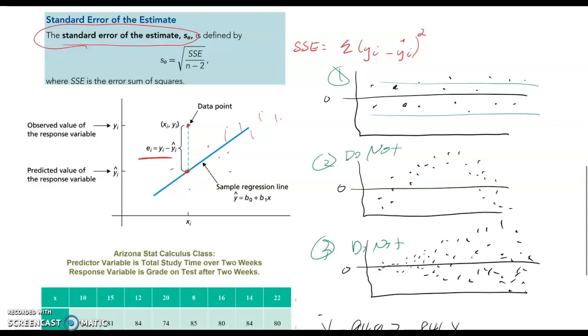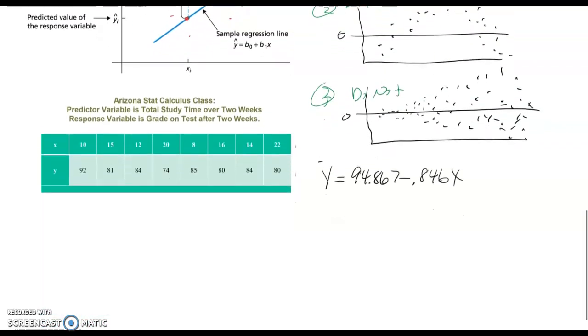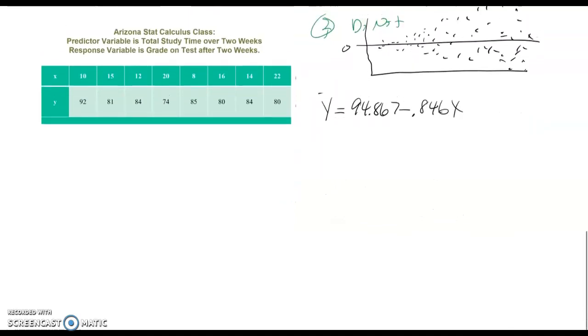So what I want to do is go ahead and use the data we were working on in our other lessons, which was the Arizona Stat Calculus class. The predictor variable is the total study time over 2 weeks. That's your X value. And the response variable is the grade on the test you received over 2 weeks. We already found in a previous lesson the regression equation.